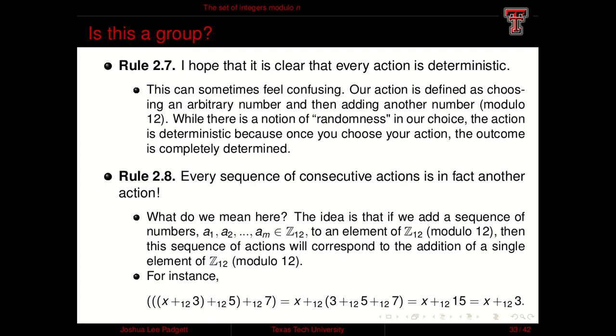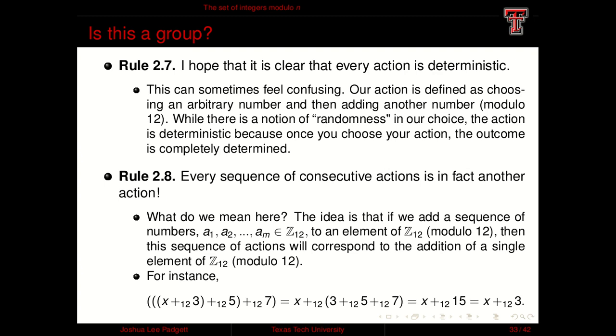Now, of course, I hope it's clear that every action is deterministic. If you decide to do it, it will be done. Of course, the confusing part is I've randomly chosen the starting point, right? I've randomly chosen the number 4, but then once I decide to add, for instance, 5 to it modulo 12, everything is completely determined. So it's not random in the sense of the outcome. When I say random, I mean that you can do this arbitrarily.